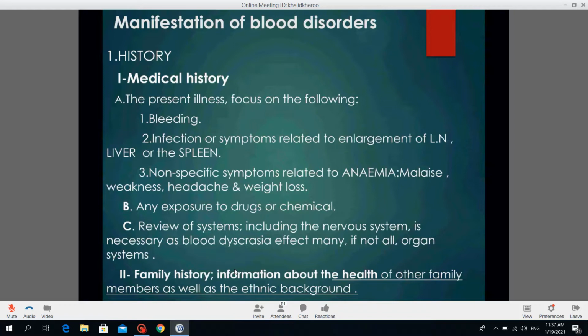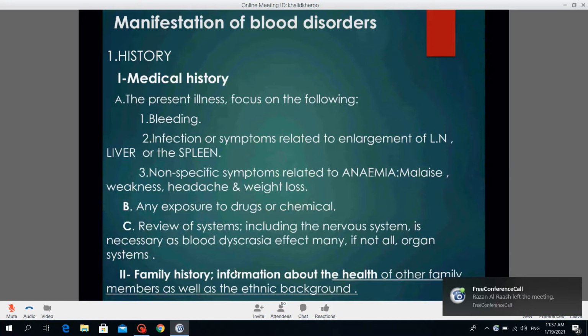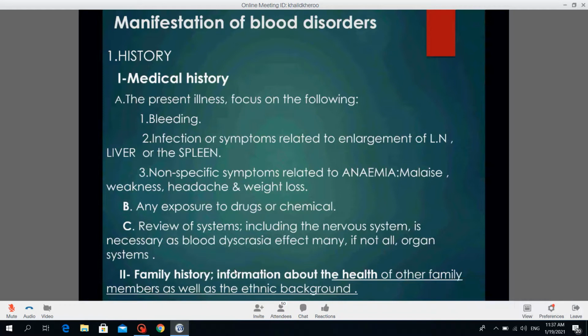Review of systems: here you are going to concentrate on all of the systems, because all the systems may be affected when there is a disease or disorder within the blood. The nervous system should be included, because some patients may present with a neurological manifestation. For example, a patient with acute leukemia may have cranial nerve palsy, particularly the 7th cranial nerve. Similar findings occur in patients with lymphoma, or it may be associated with a benign condition causing neurological manifestations, like vitamin B12 deficiency.